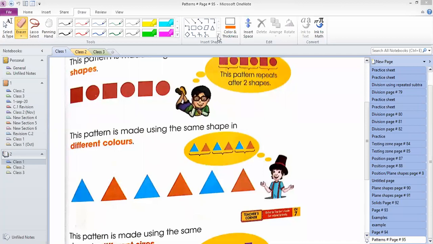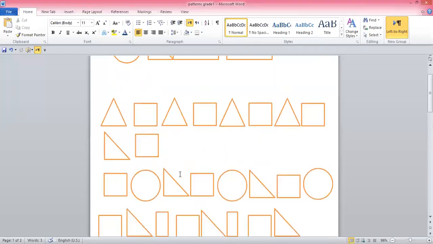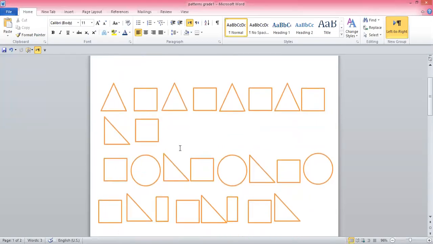Related to this, we did some practice. I'm going to share that screen with you where we did practice. Here are some examples where we did practice. So this is the example of the pattern in shapes. You can see this is triangle, square, triangle, square, triangle, square, triangle, square.